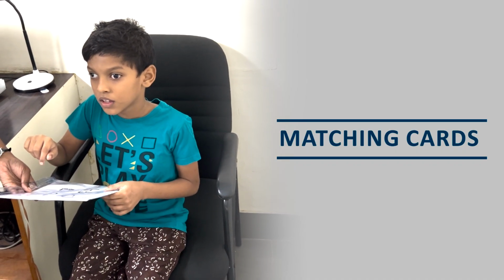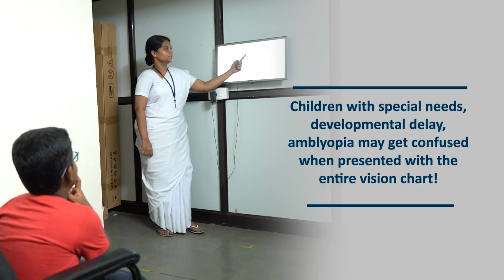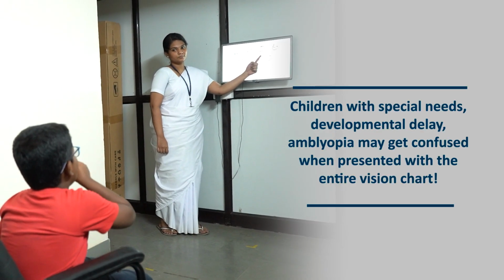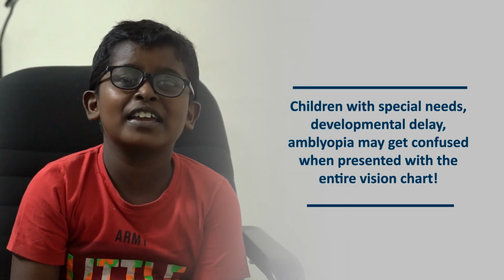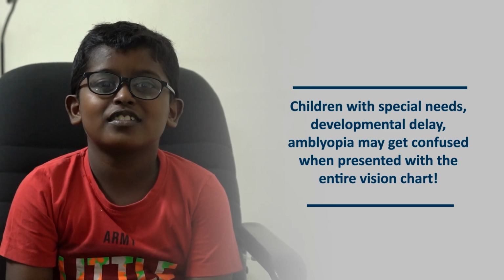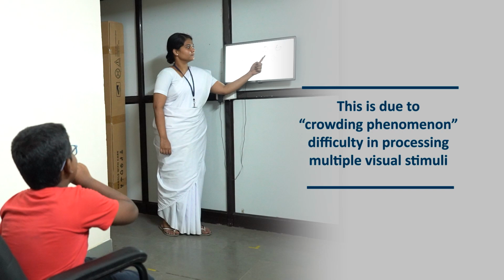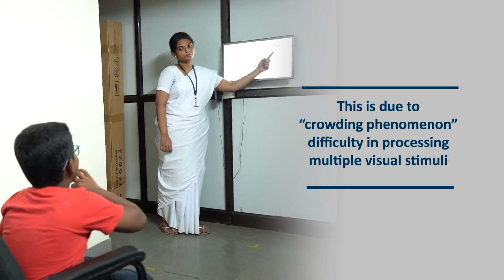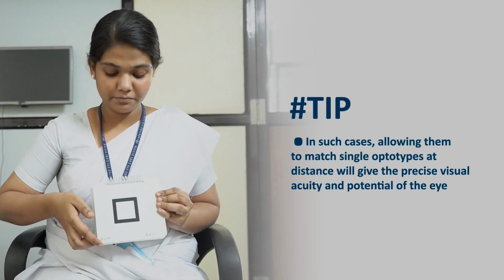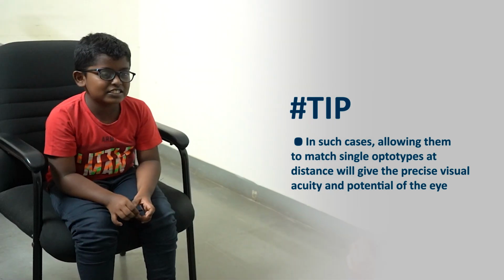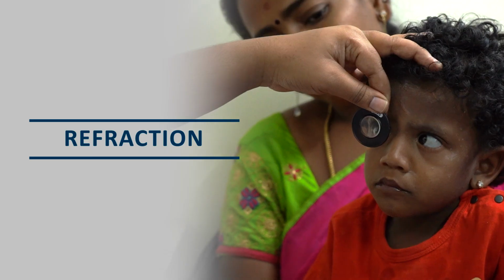Matching cards. Recognition visual acuity can be assessed by matching cards. Children with special needs, developmental delay, amblyopia or crowding phenomenon may not respond and may get confused when presented with the entire vision chart with multiple lines and optotypes. This is due to crowding phenomenon, where they have difficulty in processing multiple visual stimuli. In such cases, allowing them to match single optotypes at distance will give the precise visual acuity and potential of the eye.